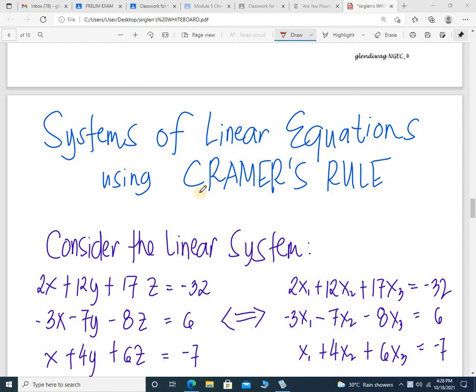Hi, welcome to the discussion of Cramer's rule in solving systems of linear equations. In this example, we'll be dealing with three unknowns.